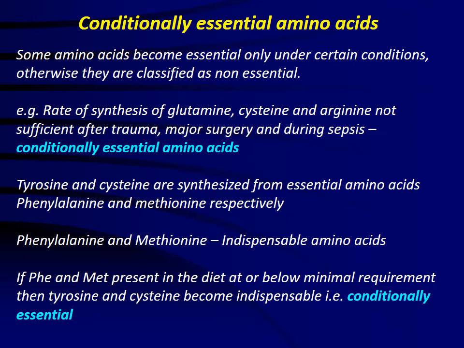Tyrosine and cysteine are synthesized from essential amino acids, phenylalanine and methionine respectively. Phenylalanine and methionine are indispensable amino acids. If phenylalanine and methionine are absent from the diet or below the minimal requirement, then tyrosine and cysteine become indispensable, in other words, conditionally essential.